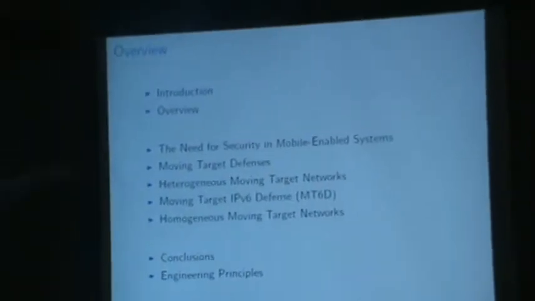So anyway, this is just a quick overview of what we're going to be talking about today: why we need to secure these, what moving target defenses are, and then comparing and contrasting the heterogeneous and homogeneous moving target networks after the application of MT6D, and then just some conclusions and engineering principles. So mobile devices are obviously becoming more prolific. That's sort of the point of this whole thing.